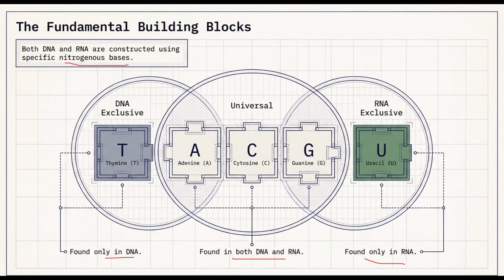So cytosine always pairs with the guanine. In DNA, adenine pairs with the thymine. And in RNA, adenine pairs with the uracil. And cytosine always pairs with the guanine. So these complementary base pairs form the basis of the genetic code.